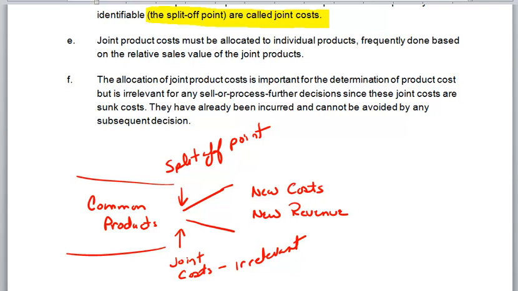And then F says the allocation of joint product costs is important for determination of product costs, but is irrelevant. So you notice again, like I said in my drawing, it's irrelevant for any sell or process further decision since these joint costs are sunk cost. They have already been incurred and cannot be avoided by any subsequent decision. So all this here, which is up to the split-off point where joint cost is incurred, is irrelevant. It's sunk cost.